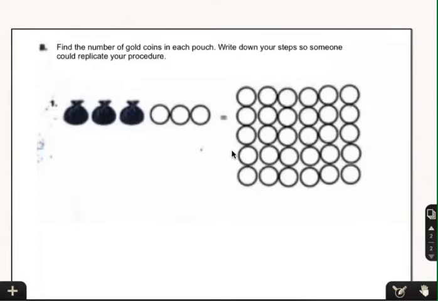I know that we did a few of these in class. If I have 3 pouches filled with unknown numbers of gold coins, I'm going to put X's through them so that I understand that I have X as a variable, and that equals the number of coins in each pouch. Great.